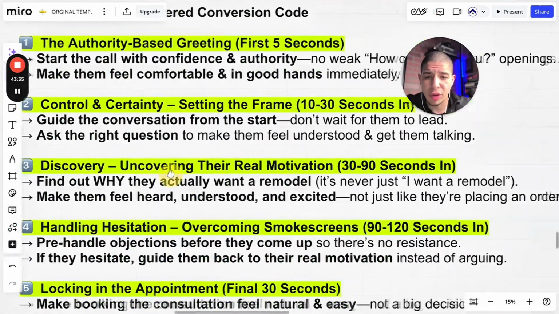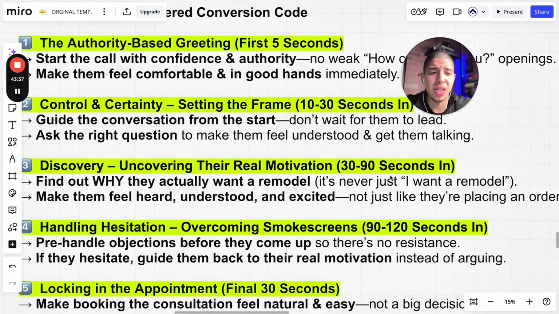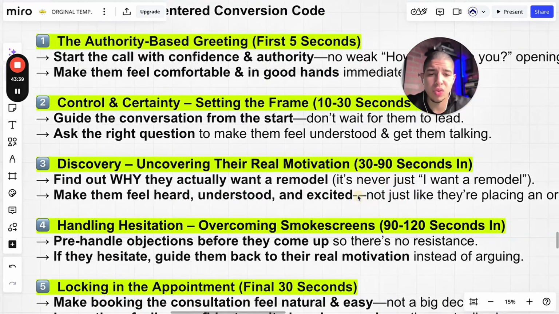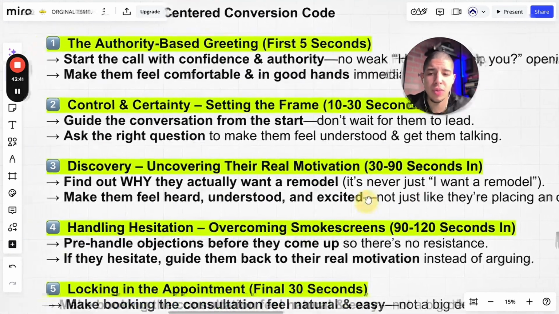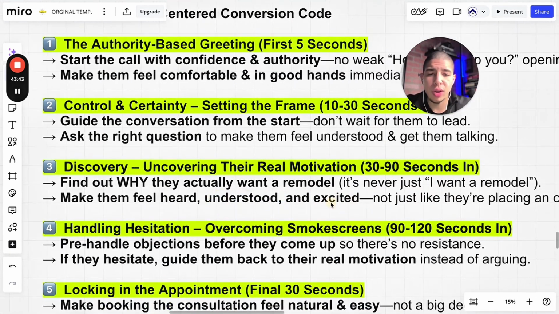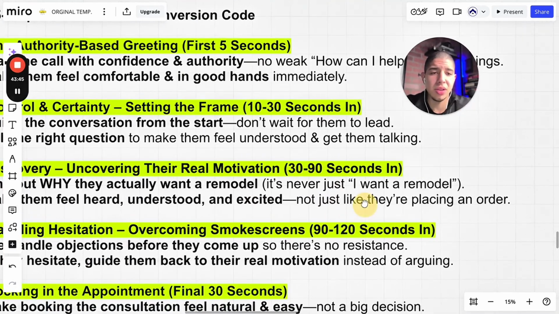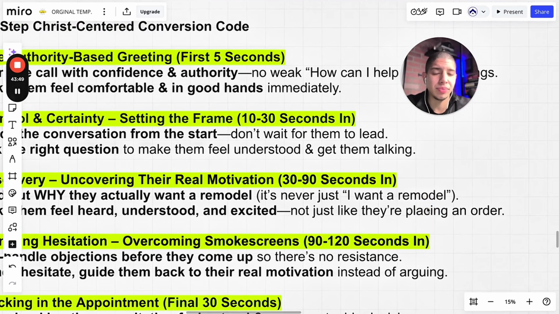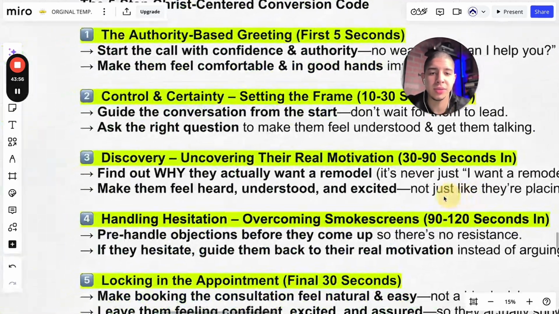Step 3, discovery. Uncovering the real motives, 30 to 90 seconds in. Find out why they actually want to remodel. It's never just, I want to remodel, right? Make them feel heard, understood, and excited, and not just like they're placing an order. And by the way, this is you answering the phone, or reaching out to them because they showed interest on the actual ad, and you're calling them back, right?